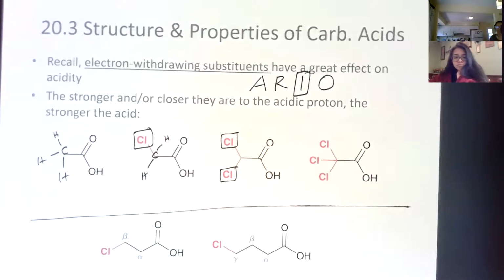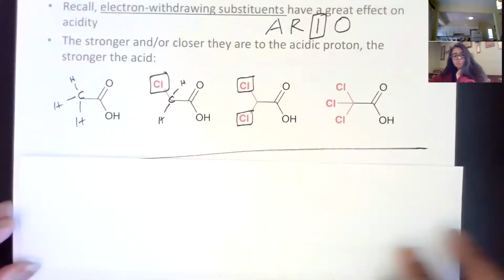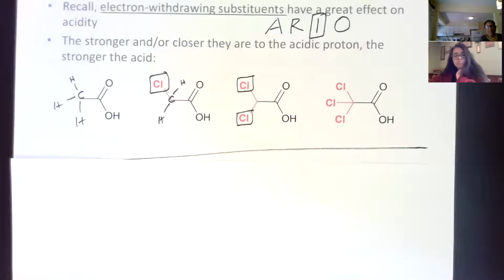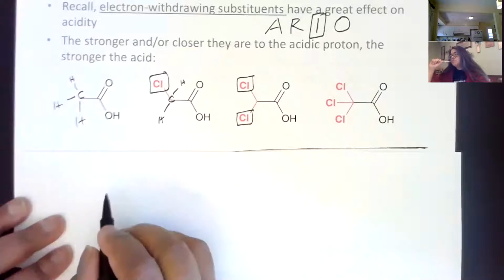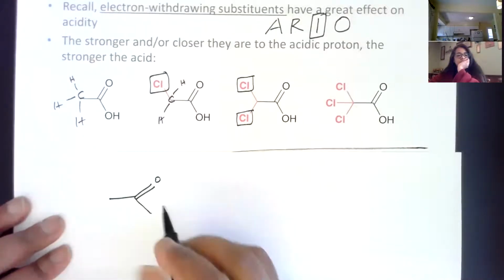Now, if I asked you to arrange these in order of increasing acidity, how will you do that? What's the first step? When I ask a question like this, what's the first step? You draw the conjugate bases. That's right. It's as simple as that. And we'll fetch you 2 points out of 6.